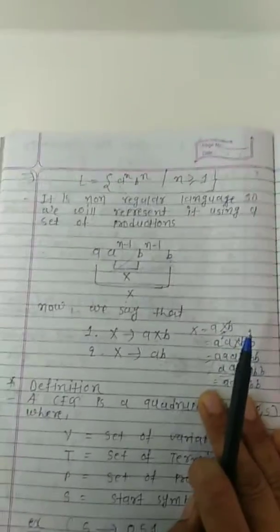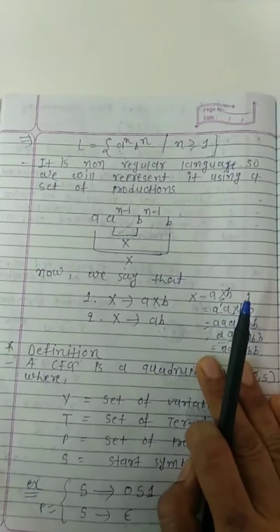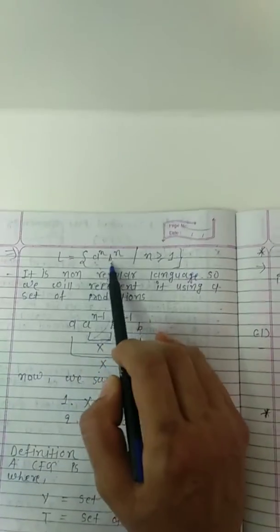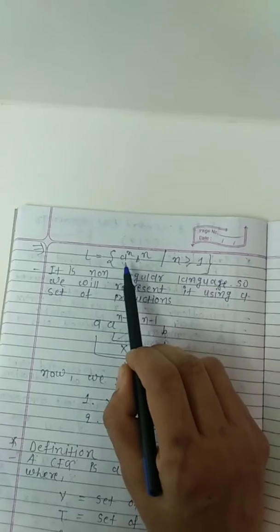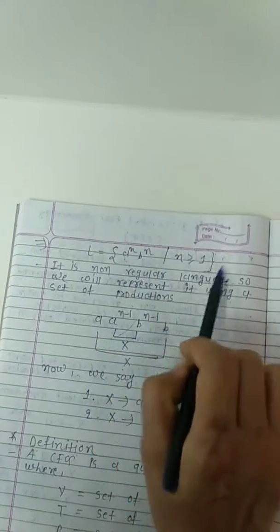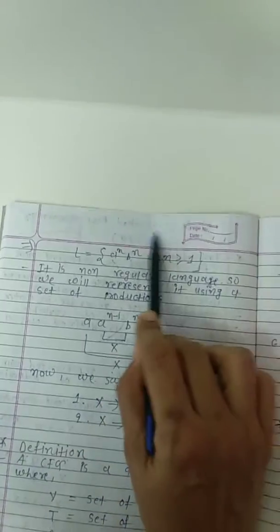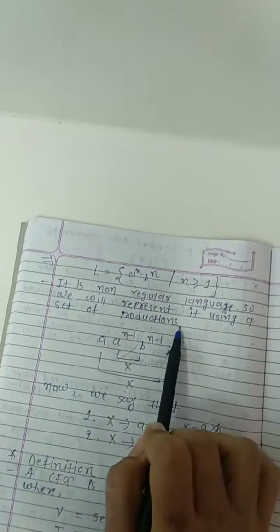Now I can generate a non-regular language using the context-free grammar. So this is one example of a non-regular language. Earlier, in the pumping lemma topic, we saw the example of this particular language and proved that it is non-regular using the pumping lemma theorem. So we will represent it using a set of productions.